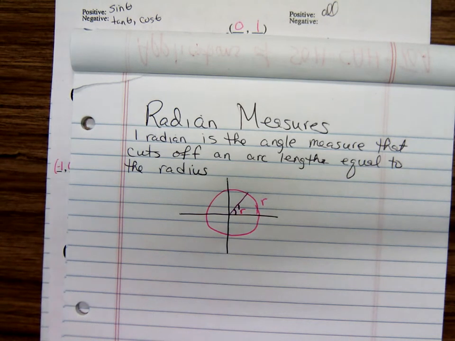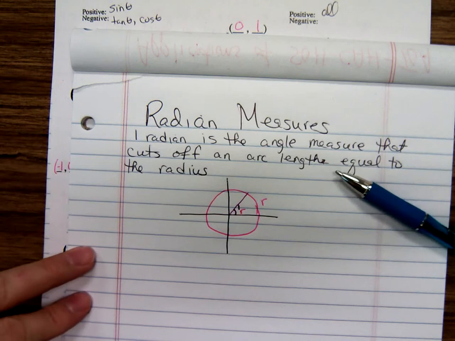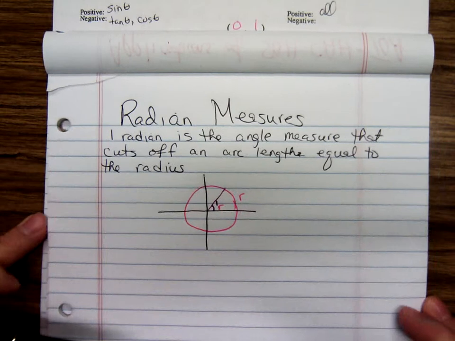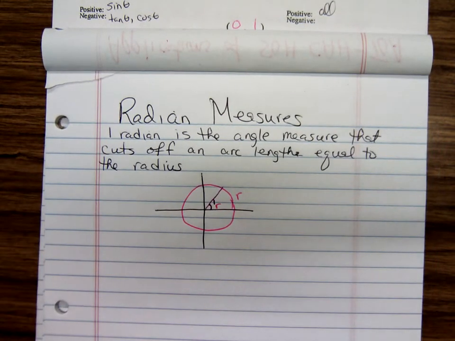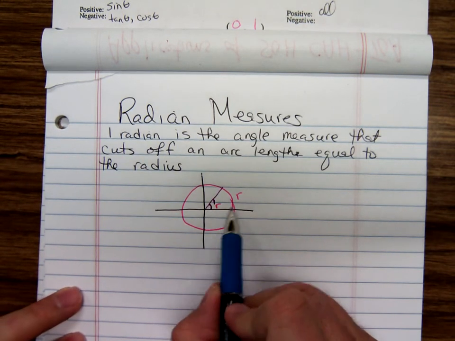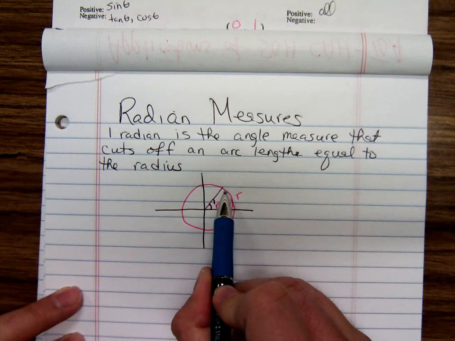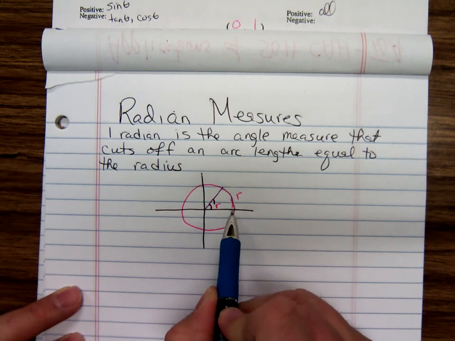We're going to pick up where we left off the last time and discuss radian measures. Radian measure is another measurement system for angles instead of degree measurements. We say that 1 radian is the angle measure that cuts off an arc length equal to the radius. So in this pink circle, if the radius is r, how far do you have to move in order for this distance here to equal r?